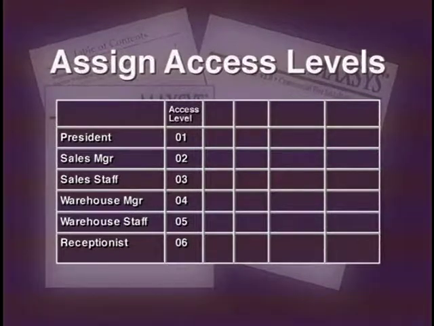The next step is to assign each group of users an access level. There are 64 access levels available, from 1 to 64, and access levels are assigned when you program user codes. The access level will be used to schedule when each group will be able to access each door on the system. Access level 1 is special. People assigned access level 1 will always have access to all doors at all times.